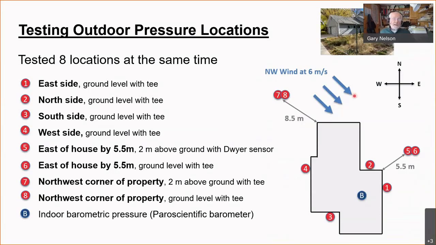So for this test that I'm going to report on, we have a wind coming from the northwest at about 6 meters per second, and I'm sensing the outdoor pressure at 8 different locations, and we'll see those in the next couple of slides. I'm also simultaneously measuring with a very sensitive barometer the barometric pressure inside the office in my house.